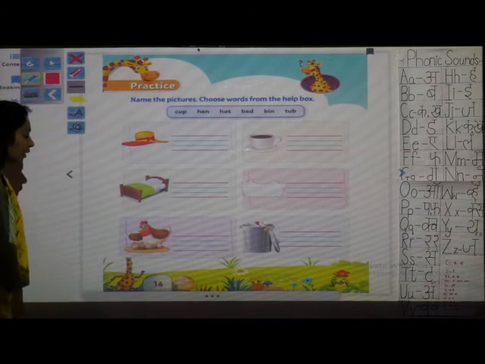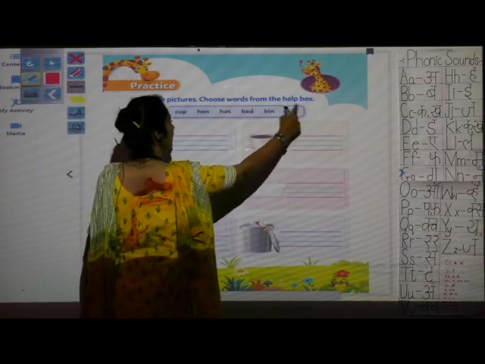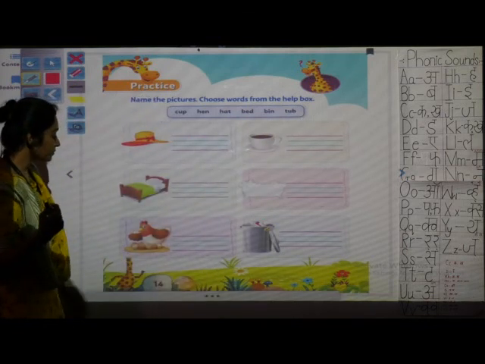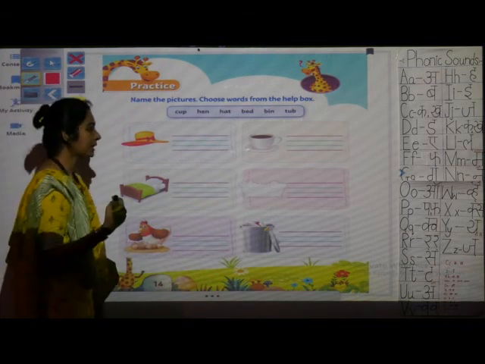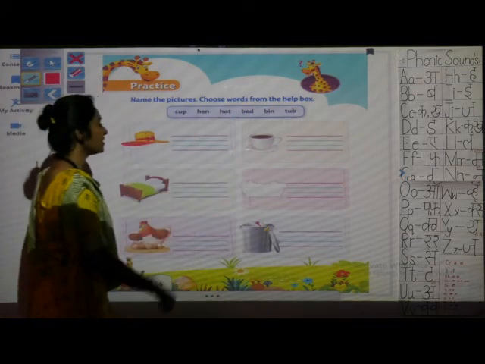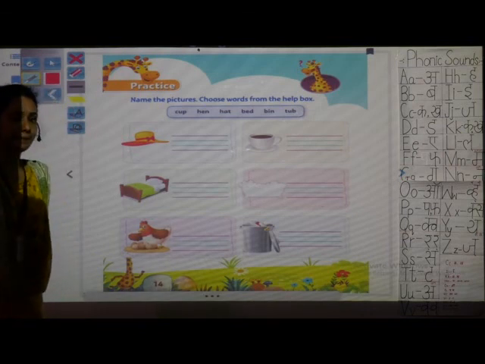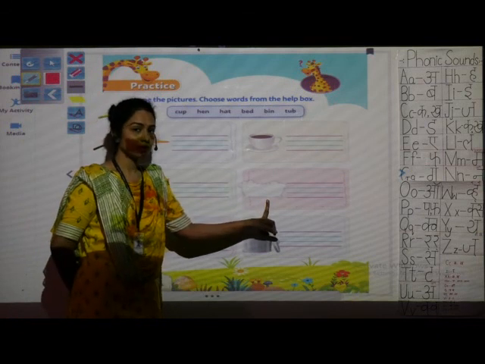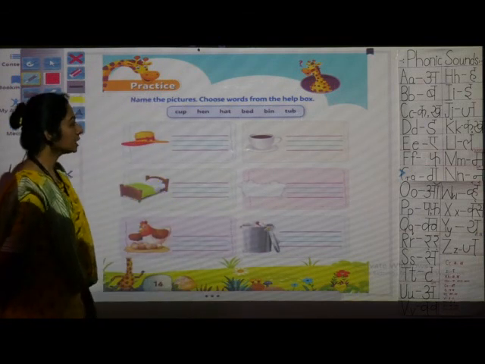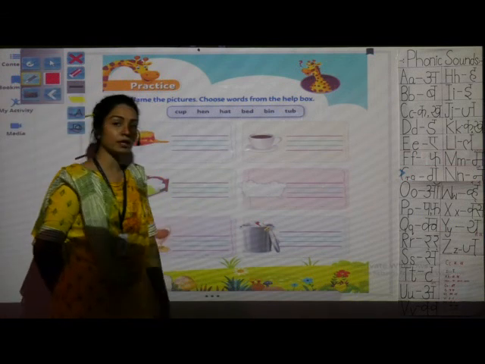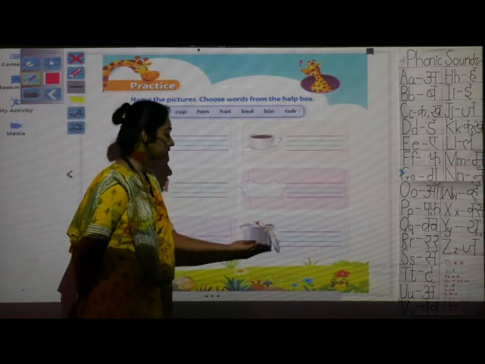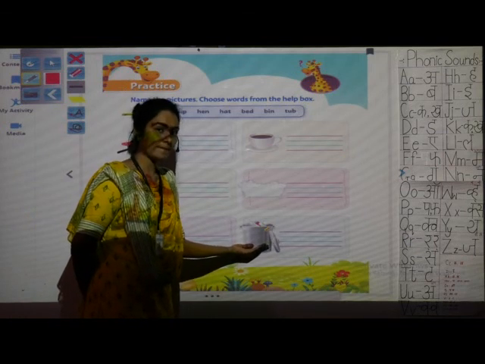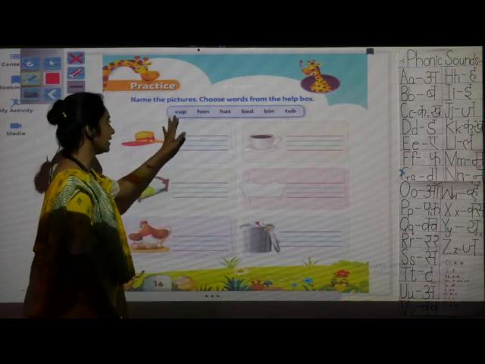Yes? Come on. If you want, you can read these words. Try to read and recognize this picture also. Okay? Which picture is this? Hen. Very nice. And here, come to this side. Which picture is this? Cup. Cup. Next. What is this? What we do with this? This is a tub. Okay? Tub. We take bath in this tub, right? Next. What is this? Bin. Bin. Okay? So children, we will read this word first.